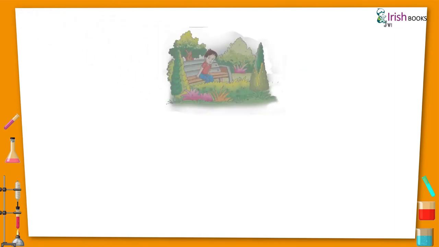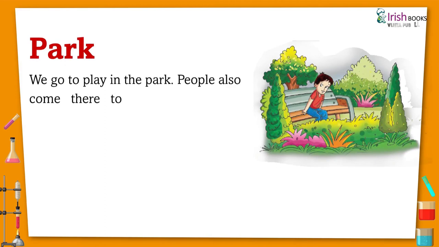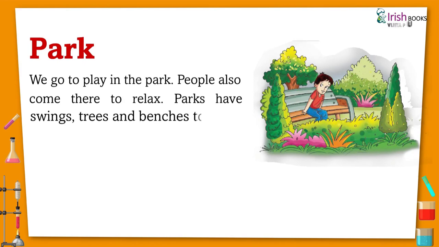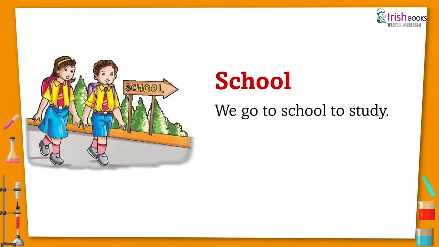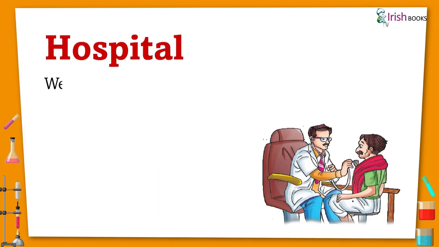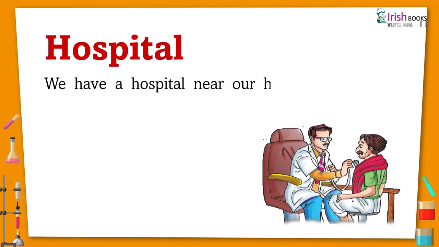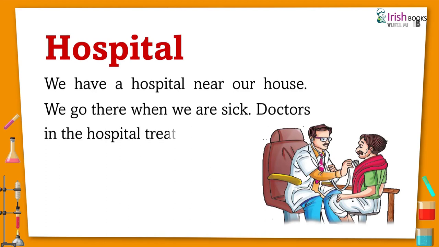Park. We go to play in the park. People also come there to relax. Parks have swings, trees, and benches to sit. School. We go to school to study. Hospitals. We have a hospital near our houses. We go there when we are sick. Doctors in the hospital treat us.